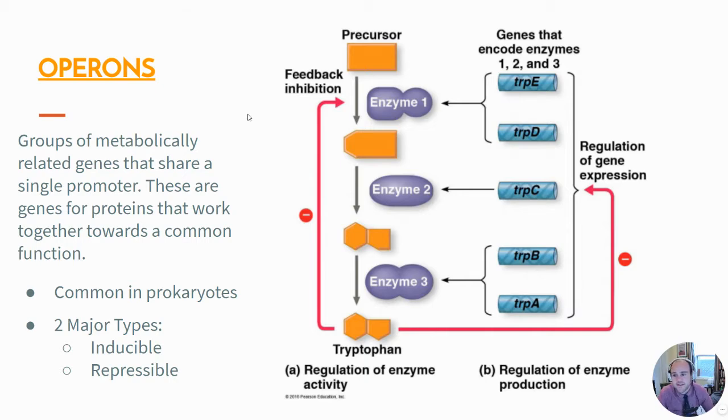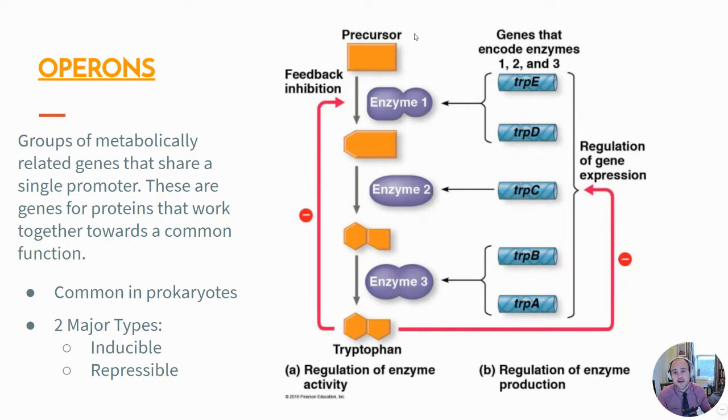Now, an operon is a group of metabolically related genes that share a single promoter or a single region that's going to tell all these different genes to get transcribed at the same time. Metabolically related means these genes, or the proteins that these genes make, probably work together for some common function or common purpose. These are really common in prokaryotes, and we're going to look at two different types: inducible and repressible.